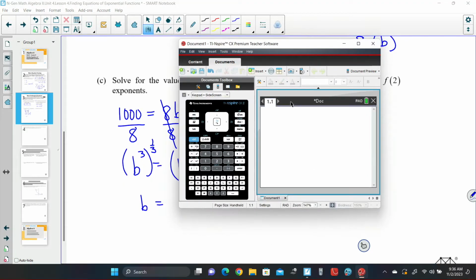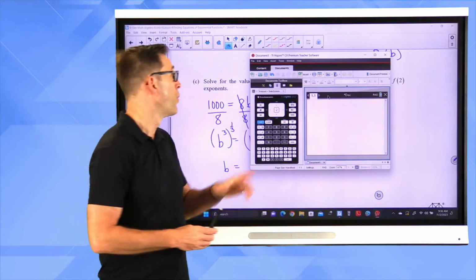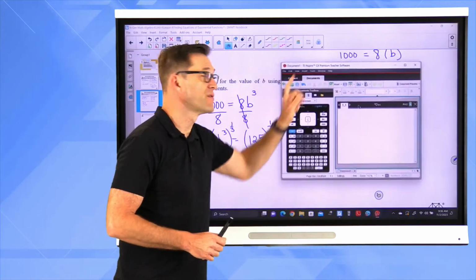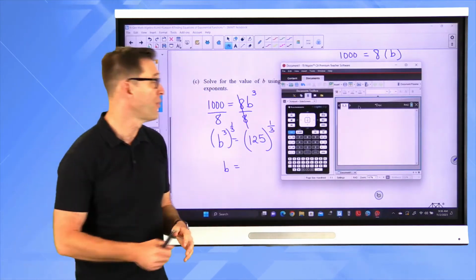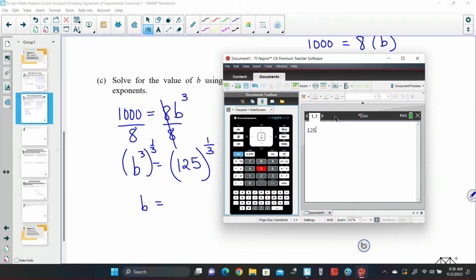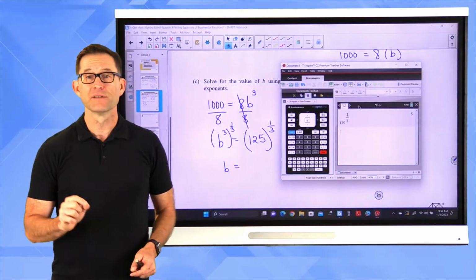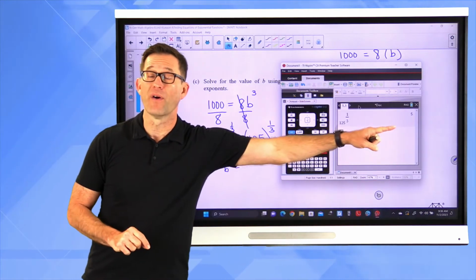So if I bring my calculator out, remember, what I'm looking to do in this situation is find 125 to the 1/3. That's, of course, very easy to do. I just type in 125. I use my caret button. If you really want to see it in terms of a fraction, you can just do that and hit enter. That tells me that my base is going to be equal to 5.